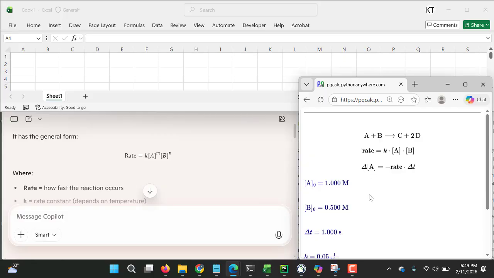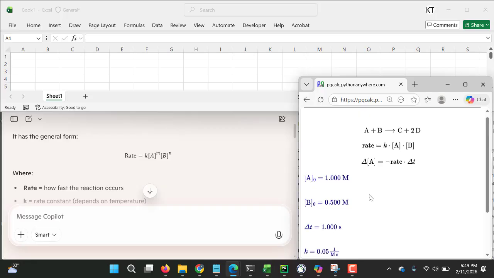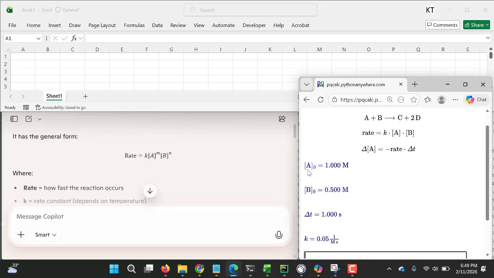I'm giving you some arbitrary starting conditions. So the concentration of A at time 0, that's the subscript here, is 1 molar. The concentration of B is 0.5 molar. We'll start out with a time increment of 1 second, and k is supposed to be 0.05 per molar per second. So we talked about this. k has different units depending on what kind of reaction it is, what the overall order of the reaction is.